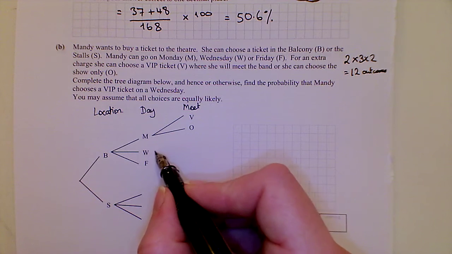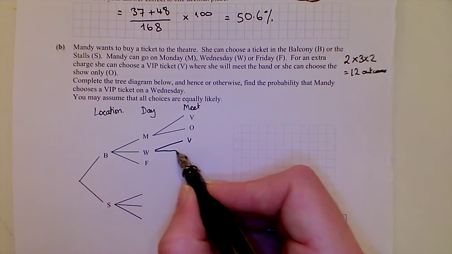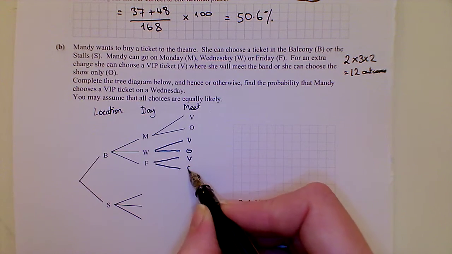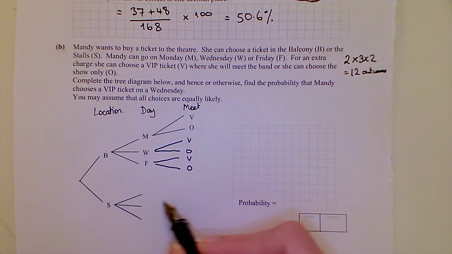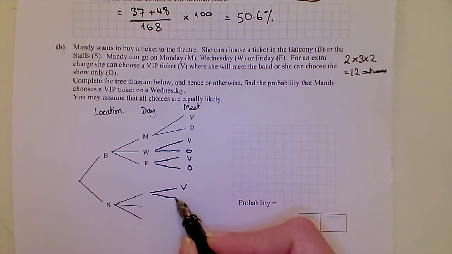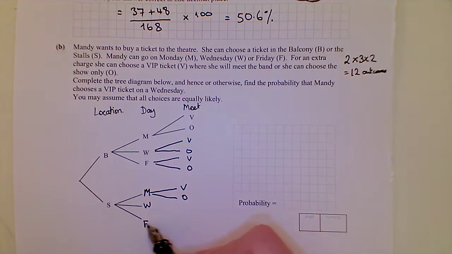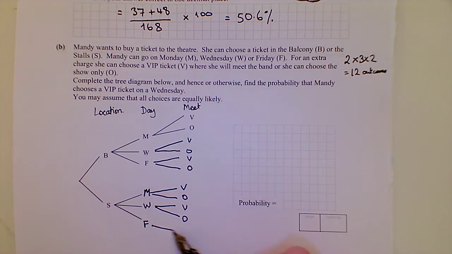So let's complete this diagram here. If she goes on Wednesday, she could have VIP or ordinary. If she goes on Friday, she could have VIP or ordinary. If she goes to the stalls, we've got all the same outcomes again. VIP or ordinary. Monday, Wednesday, and Friday, VIP or ordinary, VIP or ordinary.